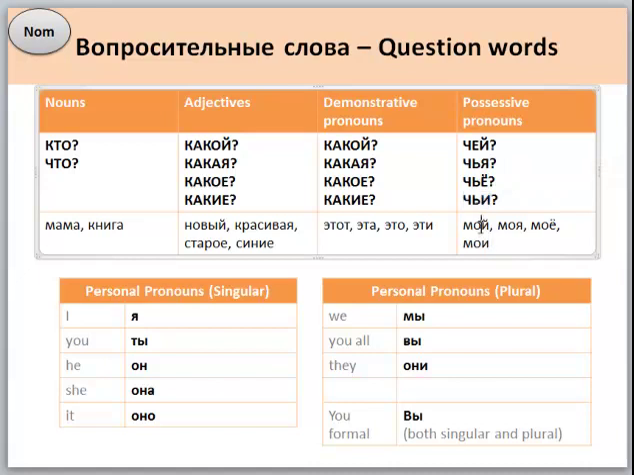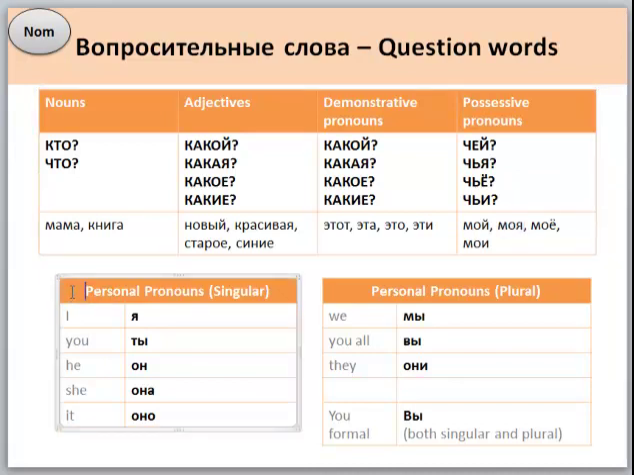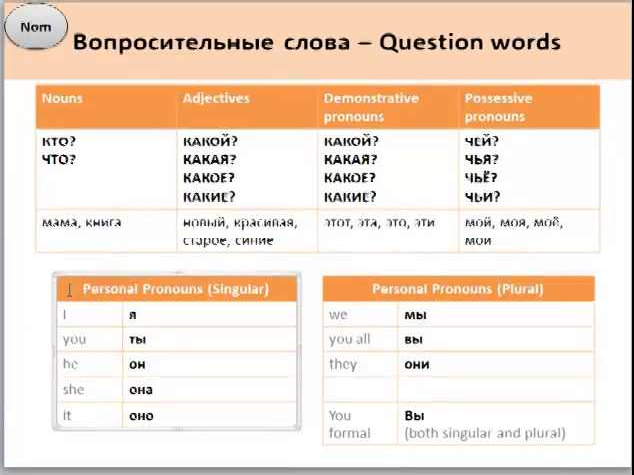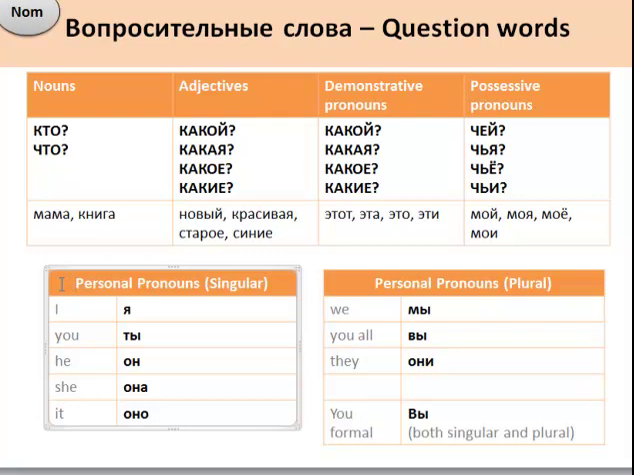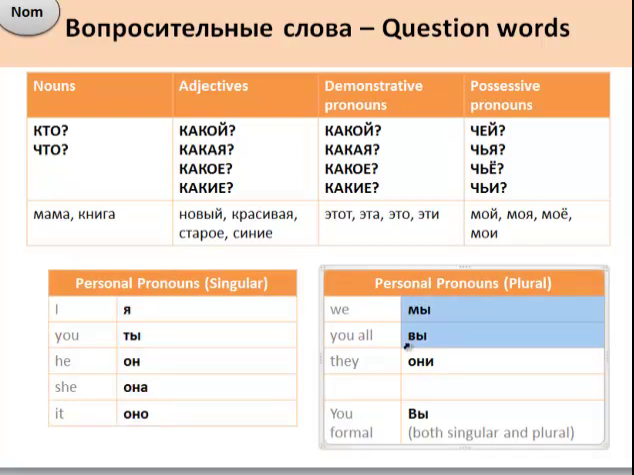plural. For example, чей это дом? Это мой дом. Чья это мама? Это моя мама. For each case, it's also important to remember the personal pronouns. There are 9 pronouns that should be already familiar to you. Я, ты, он, она, оно, мы, вы, они. Please remember that вы is used to address formally one or several people, and in writing it's always capitalized.